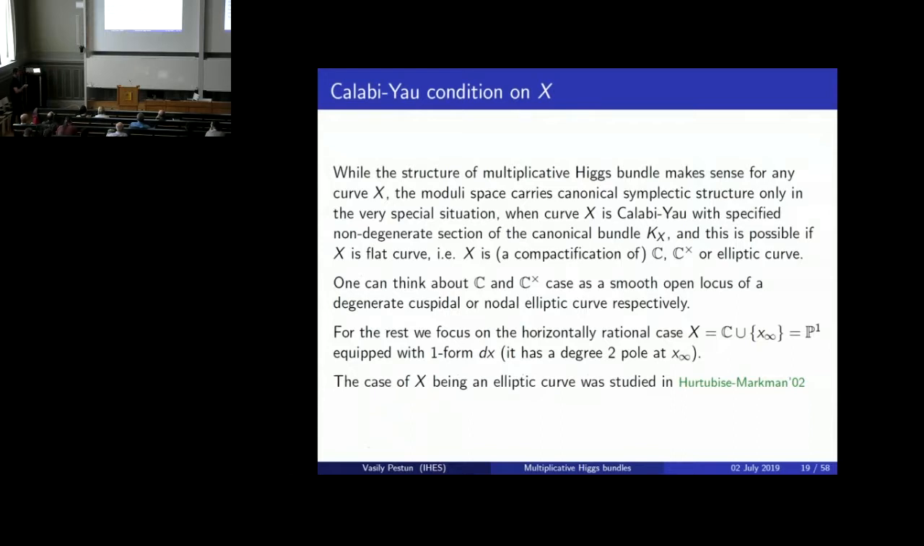And for the rest of the talk, we'll focus on the horizontally rational case, when X is C, or the compactification of C by one point at infinity, P1, equipped with the one form dx, so it has a degree 2 pole at x equals infinity. The case when X is an elliptic curve was studied by Hurtubise and Markman.